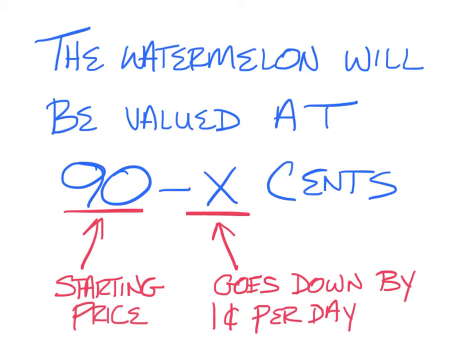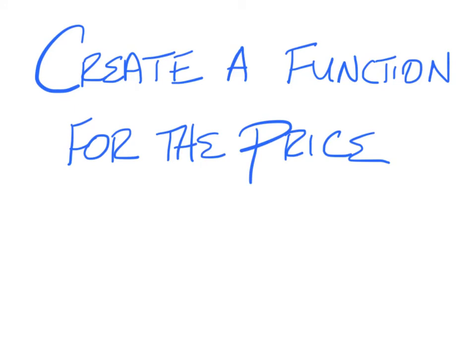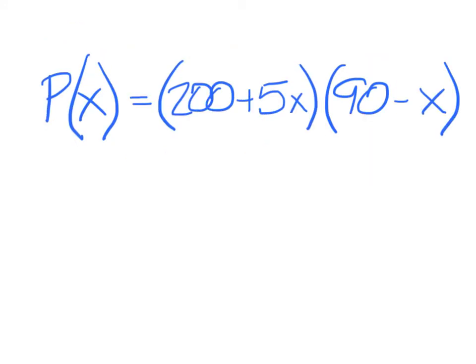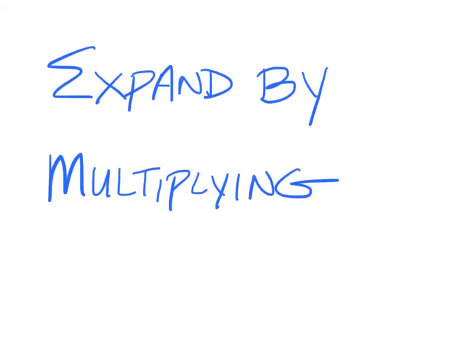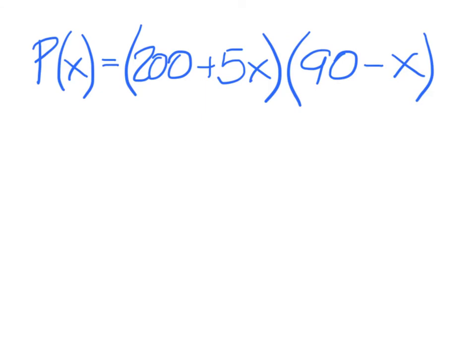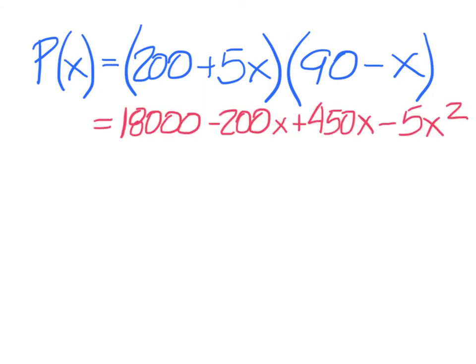Now create a function for the price. Price, P of x equals the 200 pounds plus the 5x extra each day. That's one quantity, multiply it by 90 minus x. Pounds and price per pound. So if you expand it by multiplying, you're going to come up with the following. 18,000 minus 200x plus 450x minus 5x squared. Simplify the middle, come up with 18,000 plus 250x minus 5x squared.